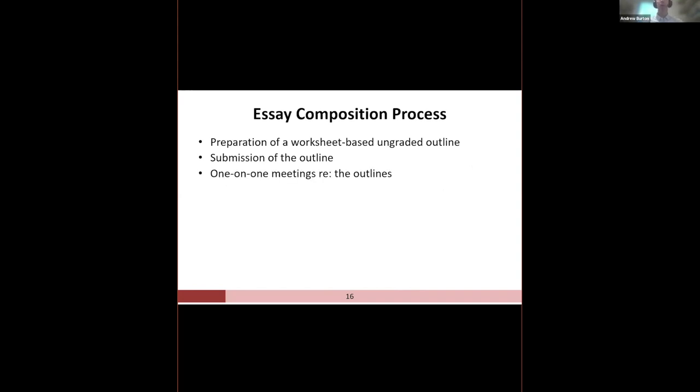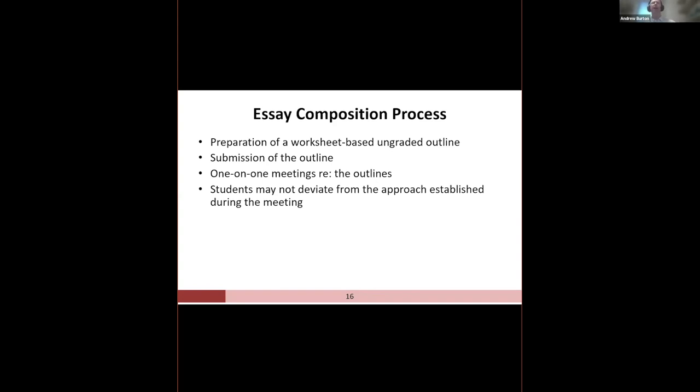And then we have a one-on-one meeting, me and every student, about the outline, where I say, yes, this part's good. Oh, don't do this, do this instead. By the end of the meeting, we've established a mutually agreed upon approach to the essay. They are not allowed to deviate from that approach unless I give my permission. And so this, I think, helps.